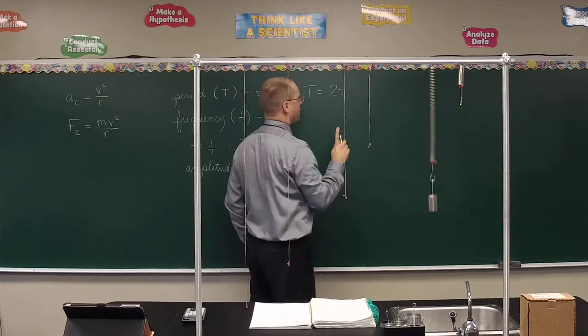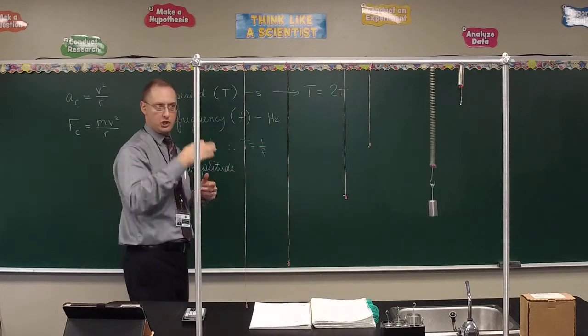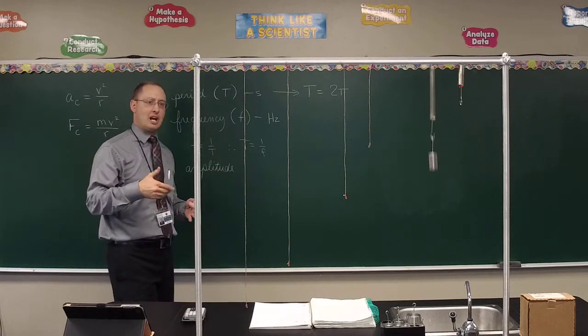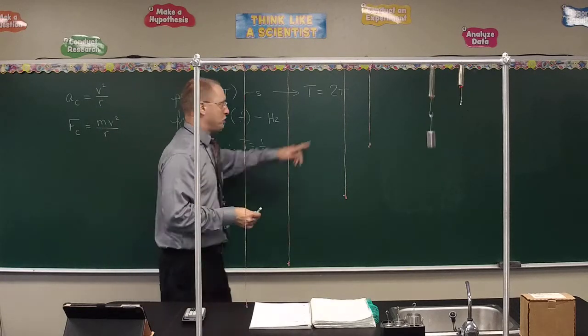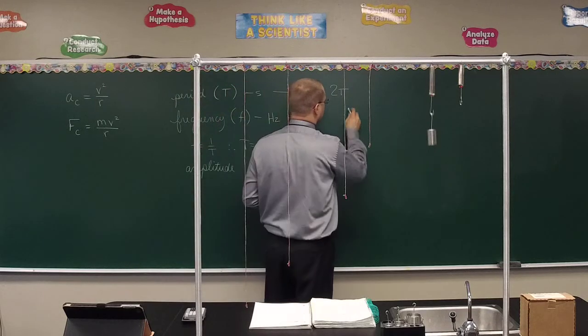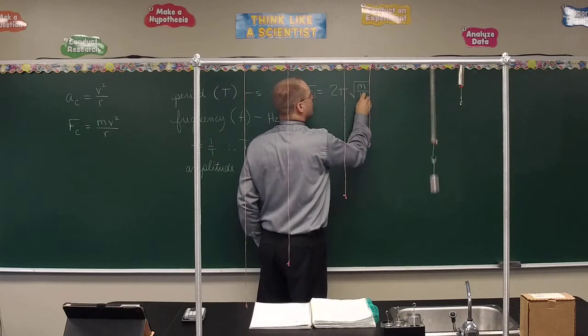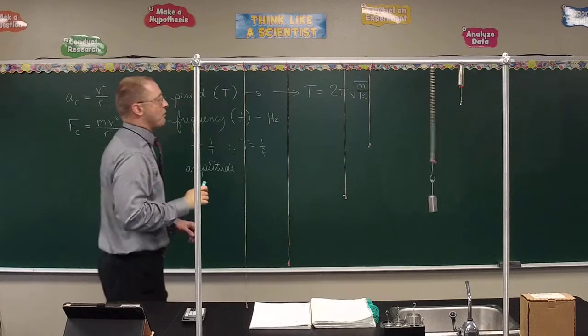2 pi. Which, by the way, the 2 pi refers to the cyclical nature, right? It's not going in a circle, but if we wanted to, we could track the progression cyclically. So that's where the 2 pi comes in. The square root of m over k. Good. T equals 2 pi times the square root of m over k.